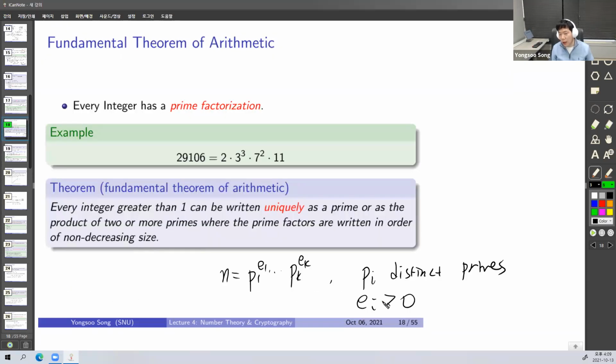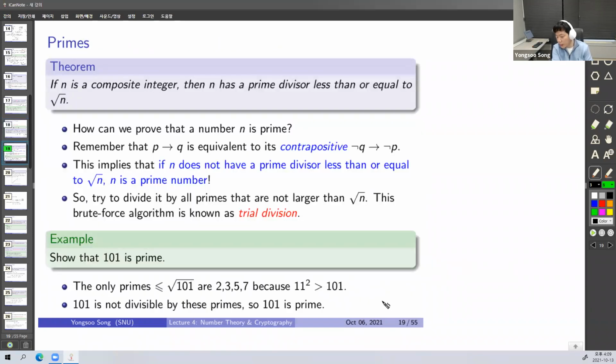I'm not going to prove this theorem right now, but I'll explain the uniqueness of this representation probably today.